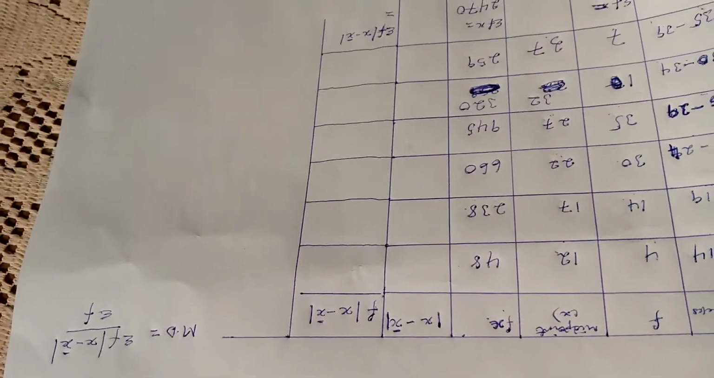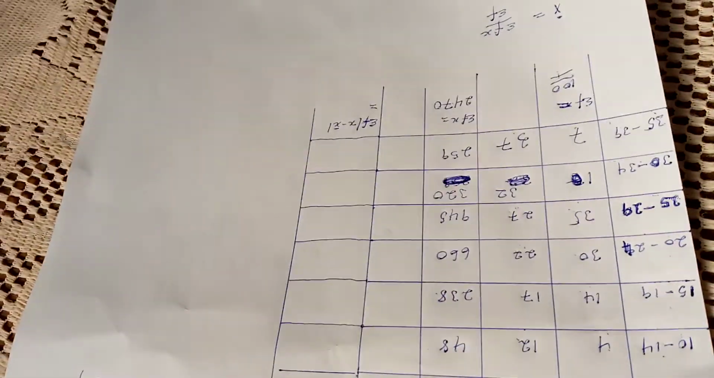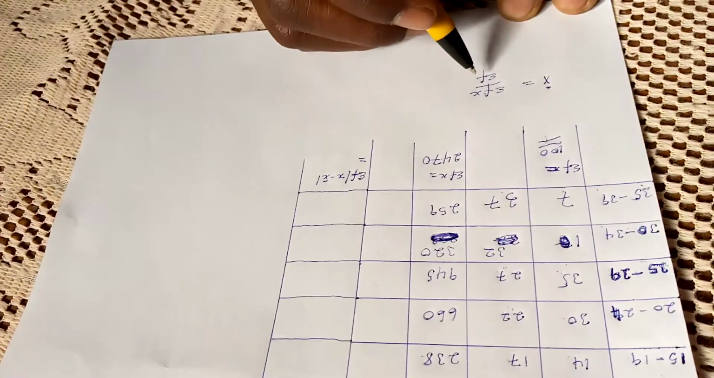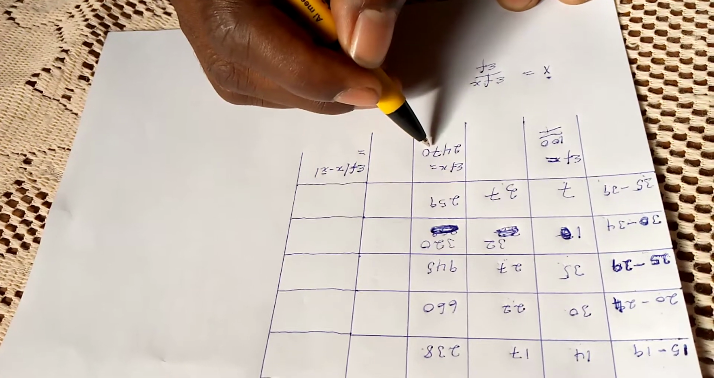So first we need the mean in order to be able to fill the next two columns. So first we need this. And what is the summation of f of x? The summation of f of x is 2470.